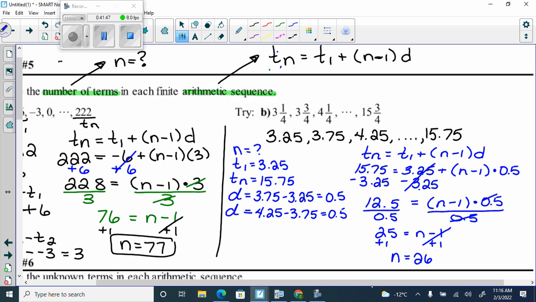Can n ever be a decimal? N is the number of terms. Can you have like 3.5 terms? No. If your n is a decimal, go back, try again, you're wrong. If your n is a decimal, you're wrong.